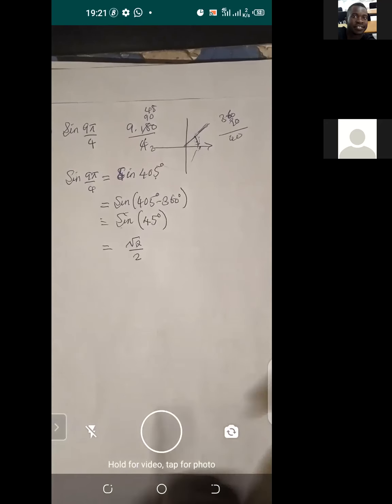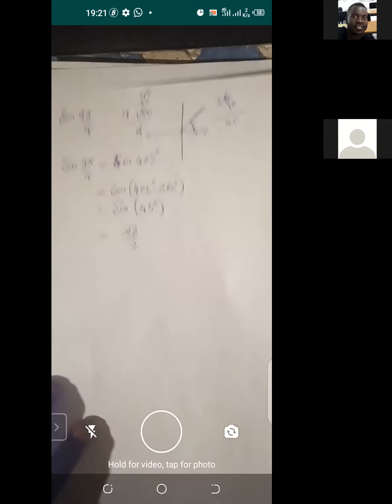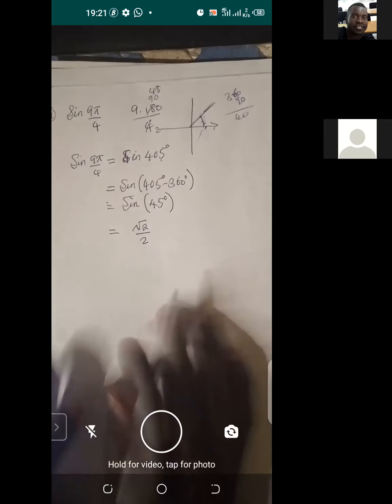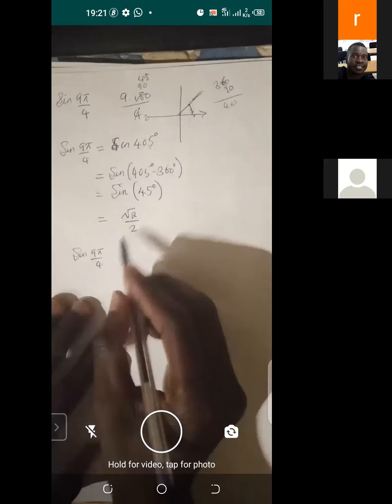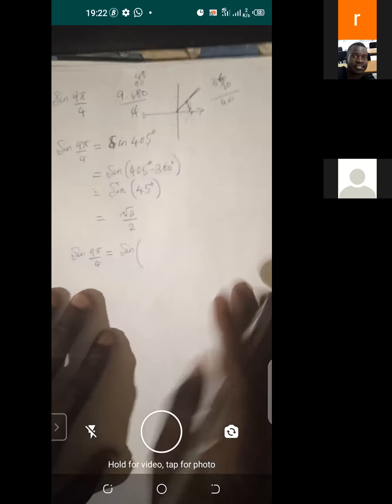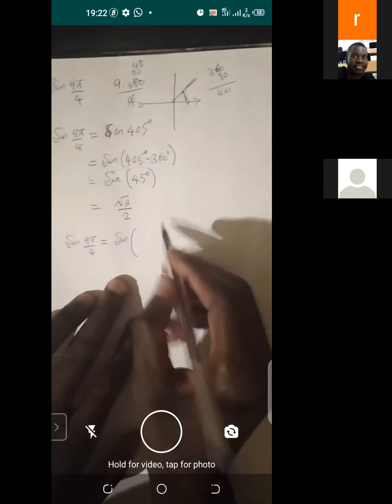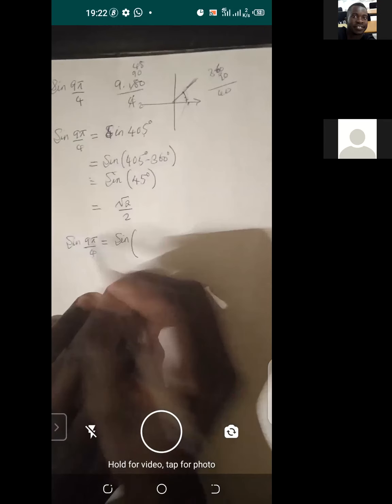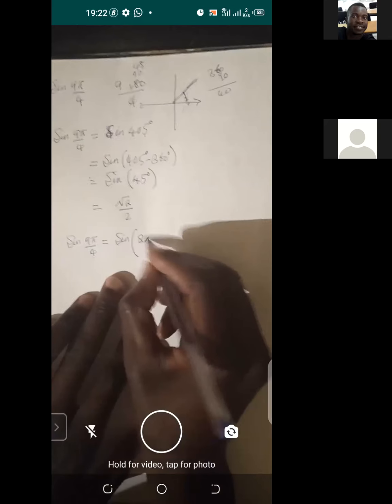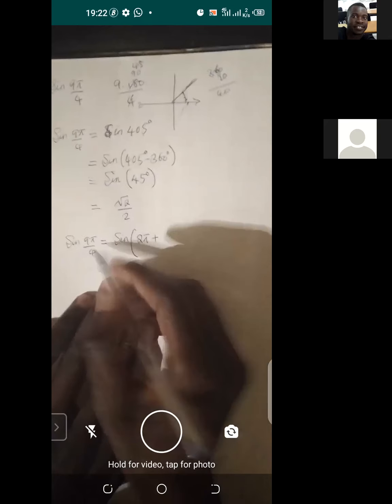So you can do the same with the rest of the questions. For this one here, you can say, okay, this one is sine 9 pi by 4, which is equal to sine of 2 pi plus remainder 1 pi by 4.